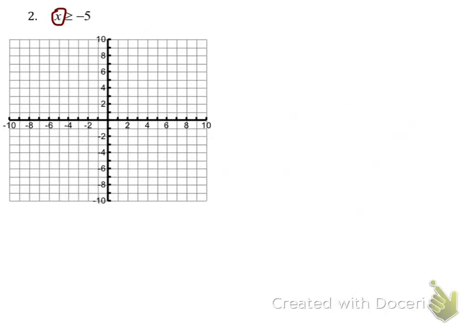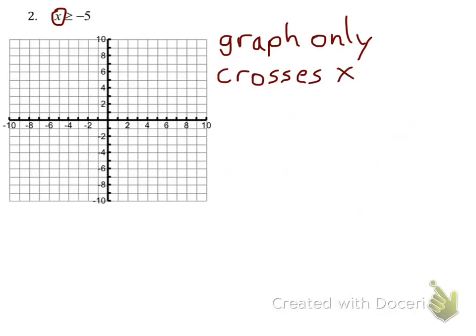Next example, x is greater than or equal to negative 5. Now if you notice there, I circled the x. There's just an x in this inequality. This is a special case. Since there is just an x, the graph is only going to cross the x-axis, and the only type of line that will just cross the x-axis is a vertical line. So I start with my point, which crosses the x-axis at negative 5, 0. Then I can make 2 other points anywhere else on x equals negative 5, because that's going to be the vertical line.